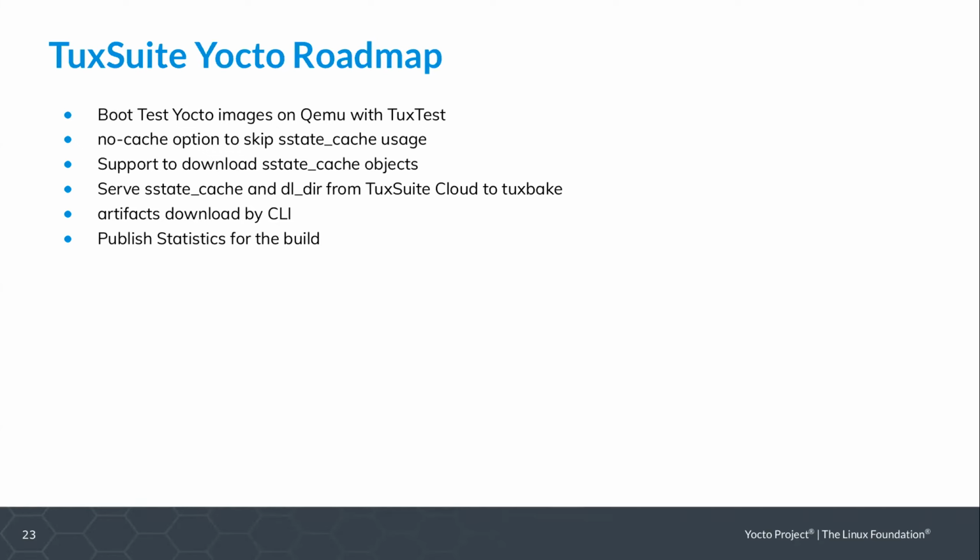We have one more goal, to provide the sstate cache and download it from the cloud to TuxBake. Technically, it's possible. We still have to agree on how much can be kept open and how much cannot, based on the user's need, whether they want their sstate cache to be public or not. For today, you can download the artifacts from the web page, but we need to extend our CLI so that it'll be easier for you to download the code base and the artifacts using the CLI itself.